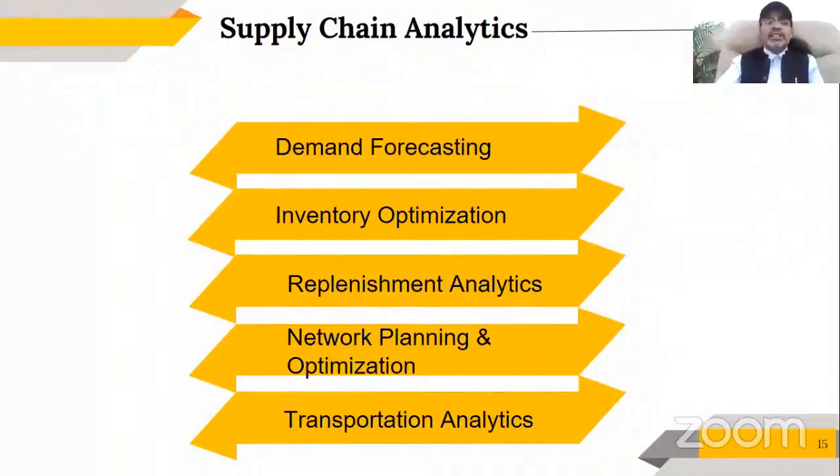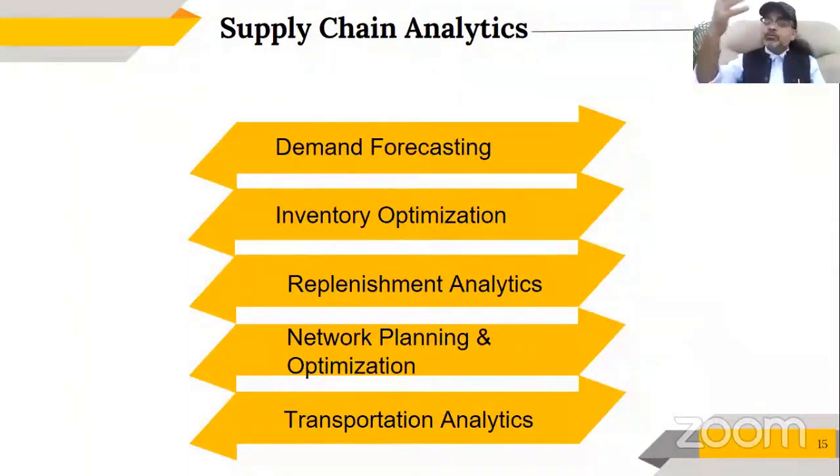Network planning and optimization: what should be our manufacturing units, what would be our distribution centers, what should be the stores, what should be the location of each of these things, and how should my network flow from the distribution center to the warehouses, to the customers, to the stores. Everything has been planned. What should be my network model? That's been planned in a very precise manner.